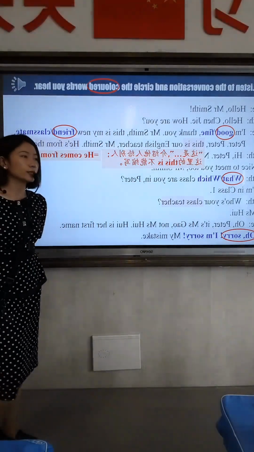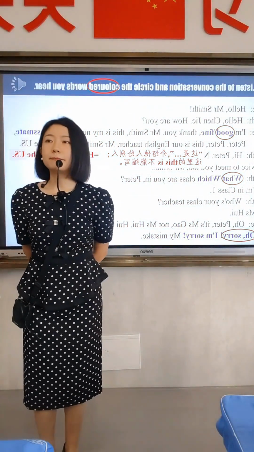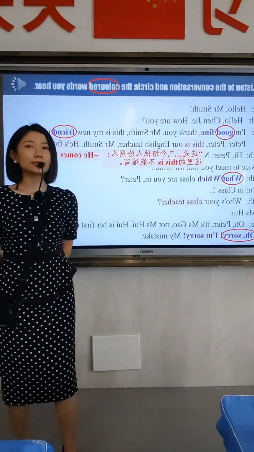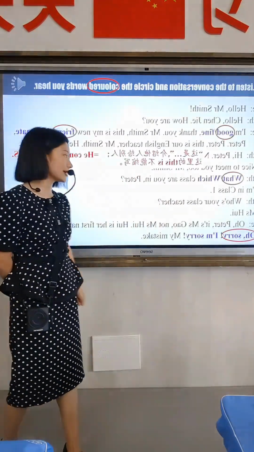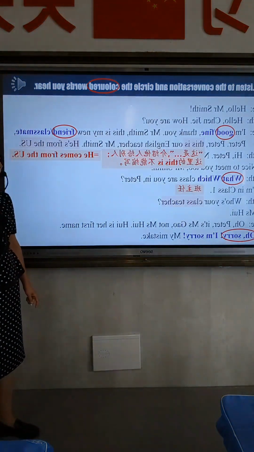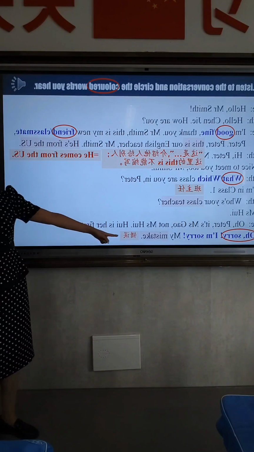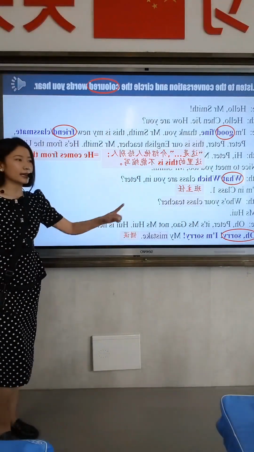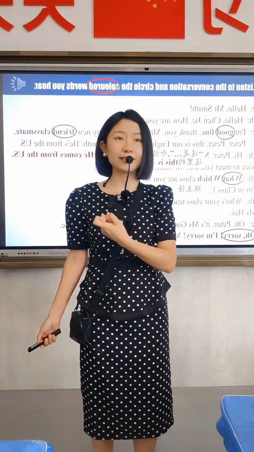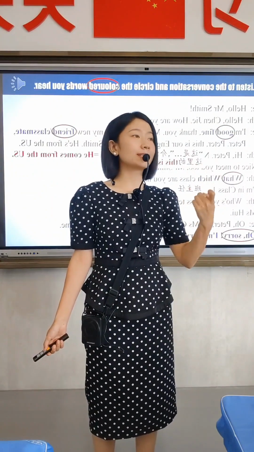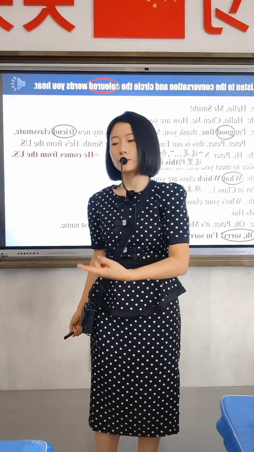And last one, 我的错，我的问题。My mistake. And it equals to my bad. Together, my bad. My mistake. Then how to say 犯错误? Make a mistake. Make a mistake or make mistakes. Okay, write it one more time.